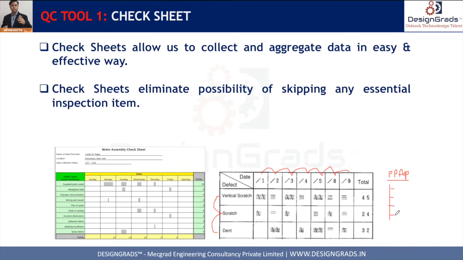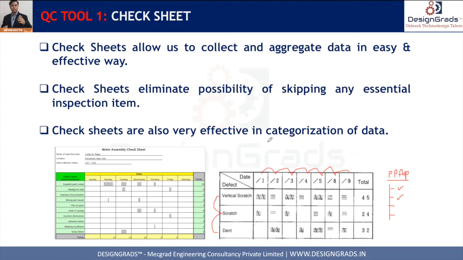Now if we try to remember all these documents, it will be very difficult because there is a possibility that something might be missed out. But if you list these documents and then verify and tick the documents and records which you have already completed, that will give you an overall synopsis of how many documents and records are ready and how many are pending, and that way there will be less possibility of missing something very important. Check sheets are also very effective in categorization of the data, which we have already studied here.